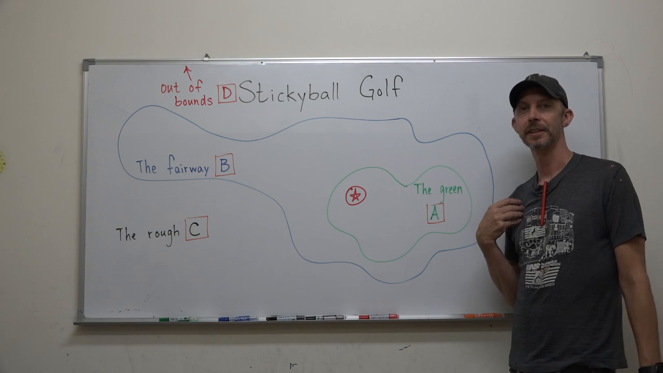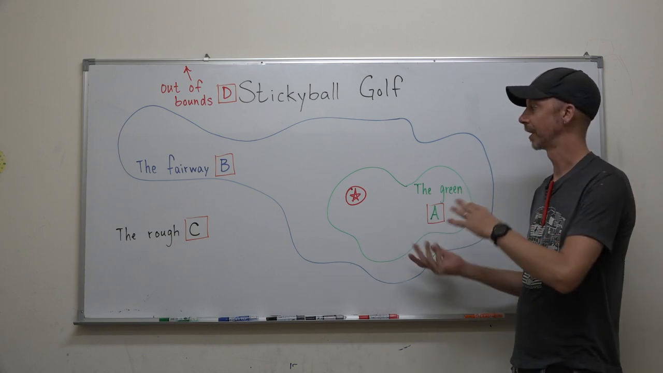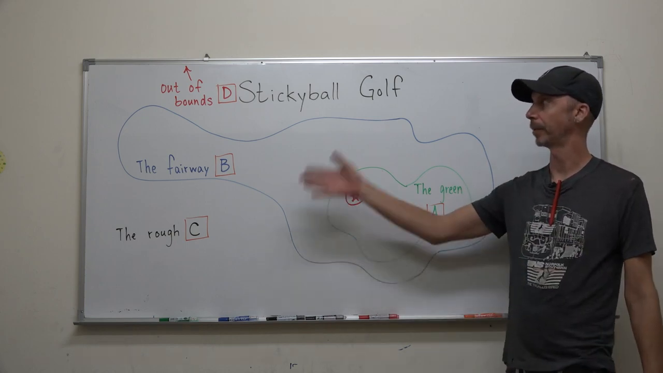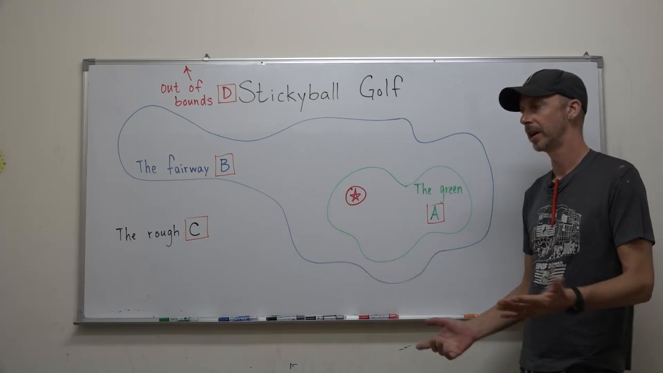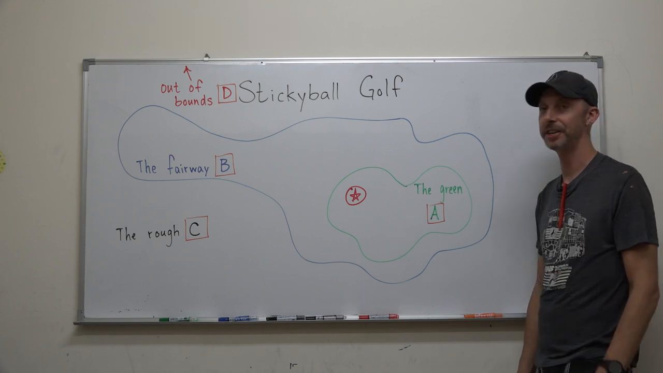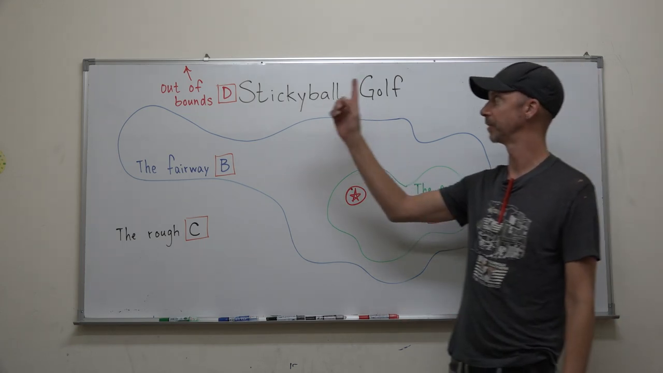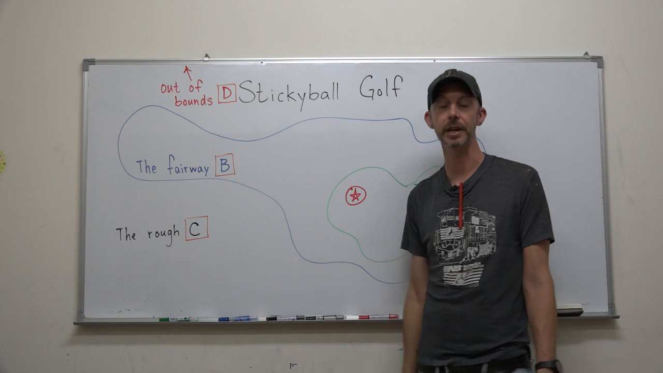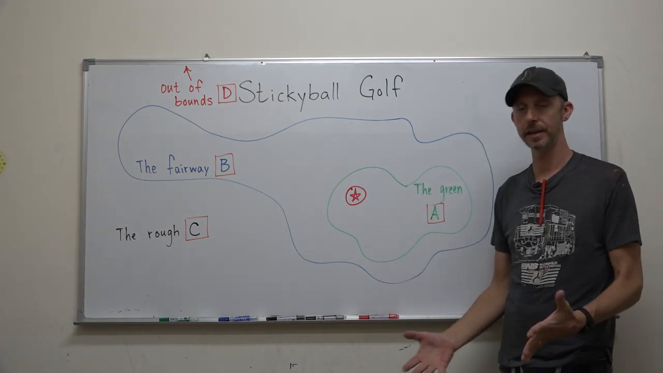I like golf personally, and I wanted to introduce the concept and some of the vocabulary to my kids in the classroom, but in a way that doesn't involve hitting balls around and potentially injuring someone. So what I decided to do was make a version of it in which we can use a sticky ball. And so how do you play?